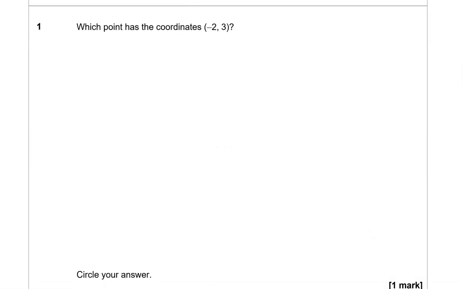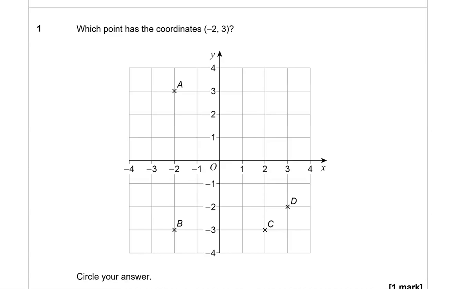Question 1. Which point has the coordinates -2, 3? Circle your answer. So -2, that is the x-coordinate. So looking at the x-axis, we go into -2, and then 3, that's the y-axis. As it's positive, not negative, we're going up. So there is 1, 2, 3. So that's point A.